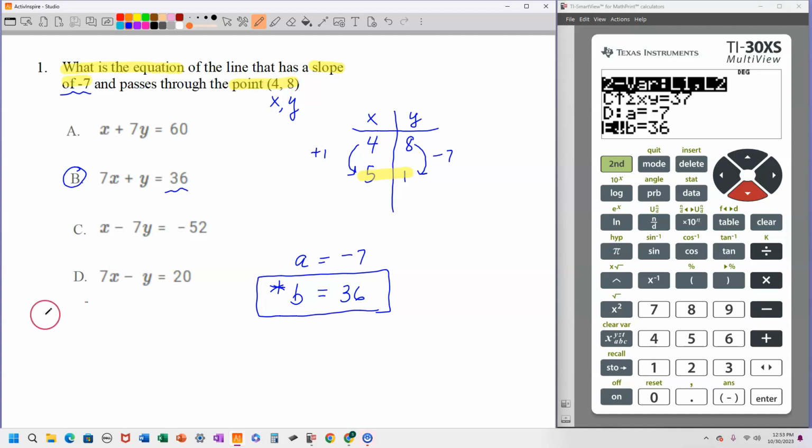Now, you might be saying, well, what if there was another equation? Let's say there was another equation, like 7x plus 36y equals 20. Let's say that was a possible choice, and you had the 36 here and here. Well, you'd still pick B because the 36 will be your constant term. It won't have a letter attached to it, and this one does. This has a y attached to it.